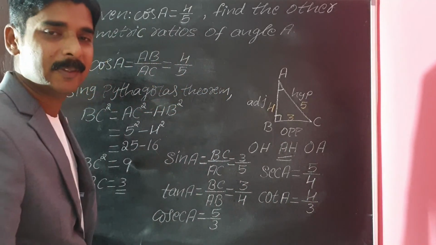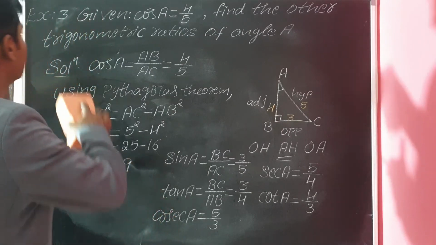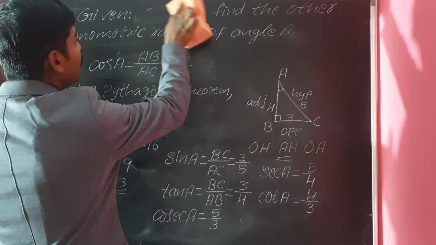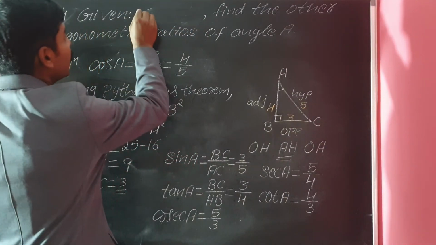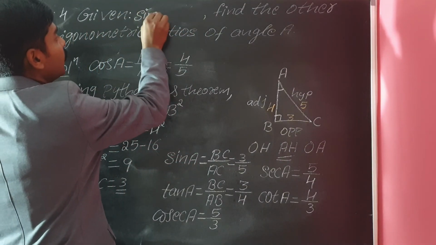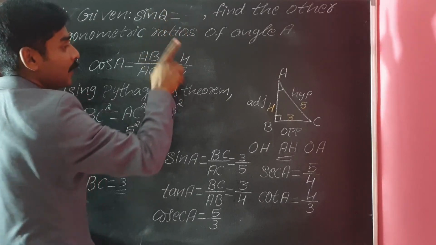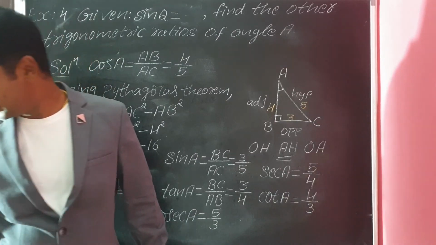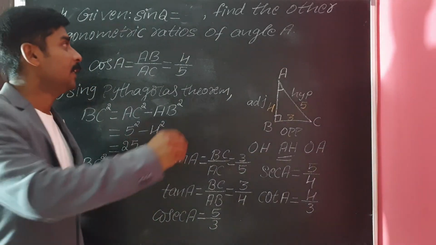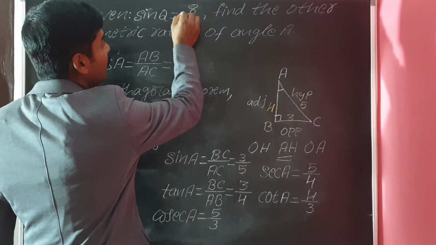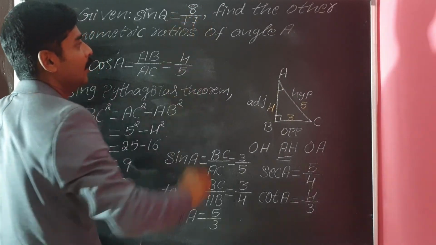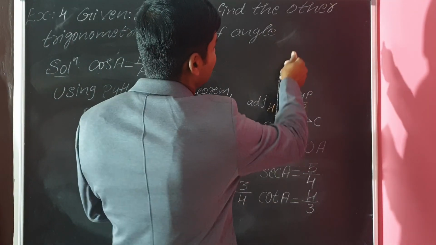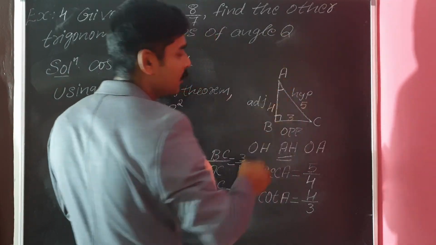Hope you understood. You try one problem by yourself. Let me assume that sin Q is given. So you must consider a right angle triangle PQR. So sin Q is equal to 8 by 17. So find the other trigonometric ratios of angle Q. Hope you will try this problem.